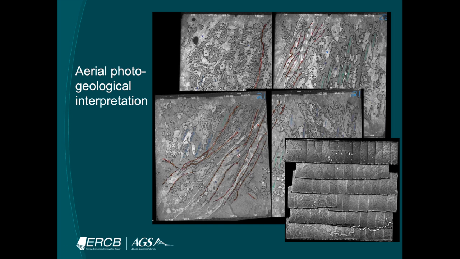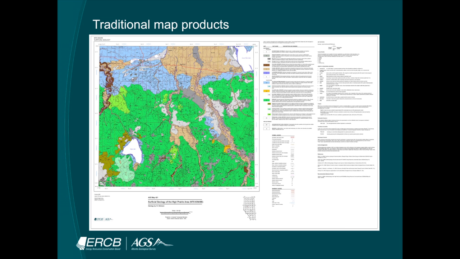These field observations would traditionally be expanded through stereoscopic photo interpretation to determine the spatial extent of those units. Within a single NTS quadrant, we may have to interpret 60 air photos, which would have to be digitized, corrected, and so on before map publication. And this is an example of the traditional surficial geological map product which has come out of AGS over the past decade.